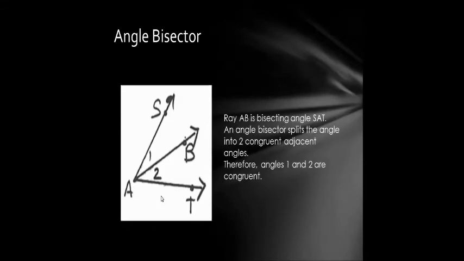Angle bisector. Here's my lovely picture. So in this picture, ray AB is bisecting angle SAT. An angle bisector splits the angle into two congruent adjacent angles, adjacent meaning next to each other. So therefore, angles 1 and 2 are congruent.